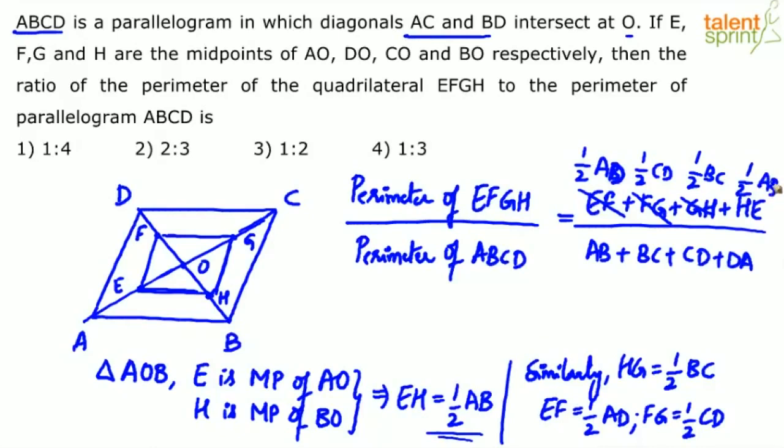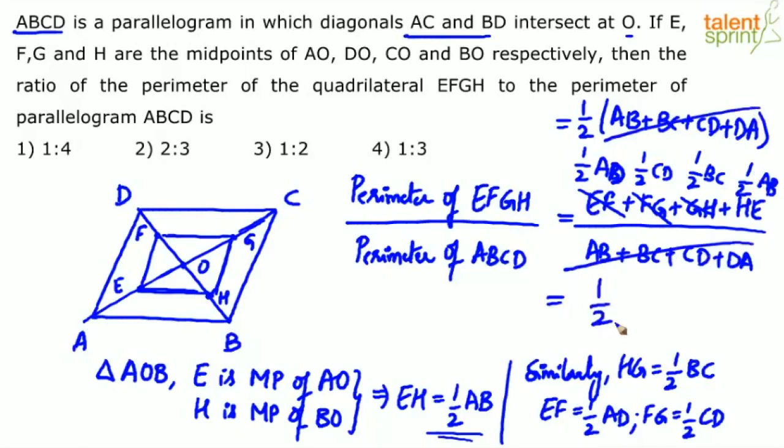That's it. So if you take half common in the numerator, what do we get? The numerator will be half of AB plus BC plus CD plus DA. You need not write all the steps in the exam, only for the sake of explanation I'm doing it. This and the denominator get cancelled. So what are we left with? 1/2. So the answer for this question has to be 1:2, option 3.